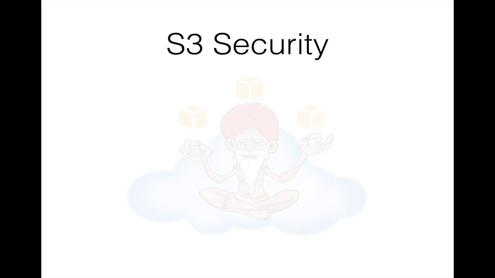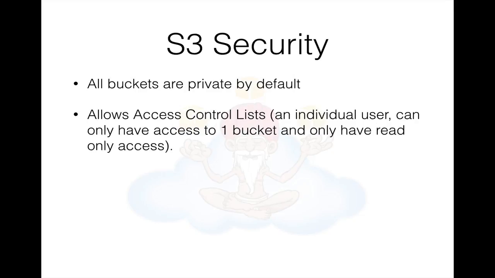Let's talk a little bit about S3 security. So all buckets are private by default. That means that if you were to type in the bucket's publicly accessible URL address and it's not a publicly available bucket, you wouldn't be able to access objects within that bucket. You have to actually go in and make that bucket public, and we'll go through that in one of the next lectures. It also allows access control lists, and it actually gives you very fine grain access.